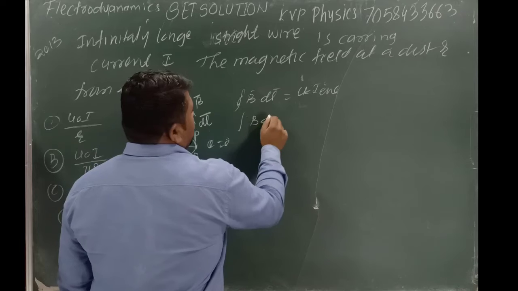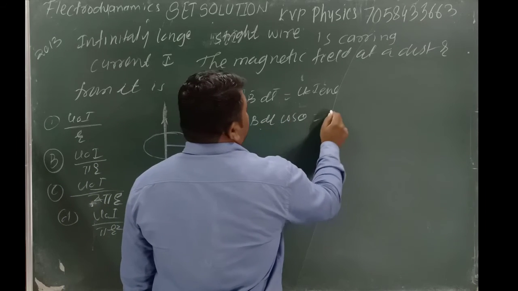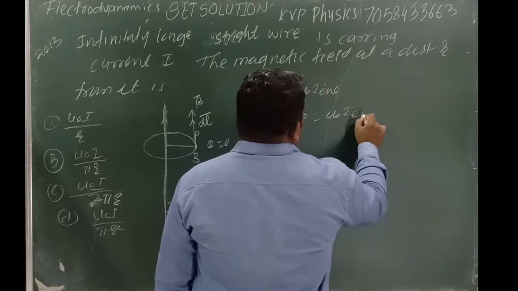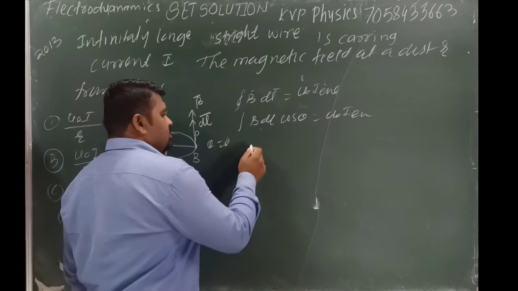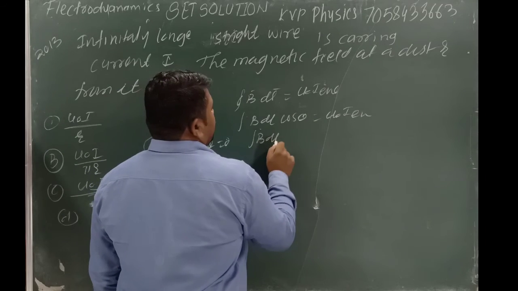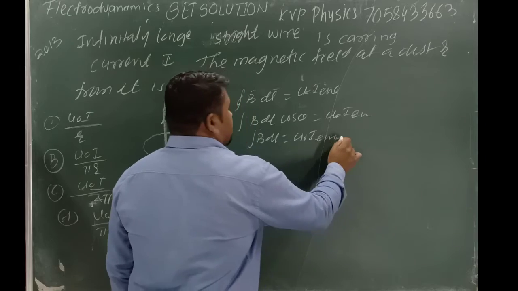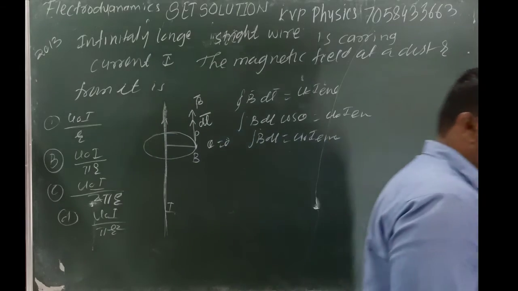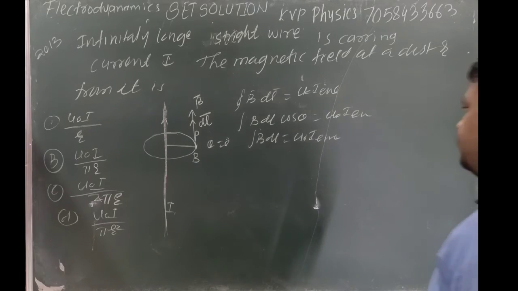This can be written as B bar dot dl, B dl cos theta, is equal to mu naught I enclosed. Theta is equal to 0, then cos 0 is 1. It means simply B dl is equal to mu naught I enclosed. Yes or no? Okay, got it?